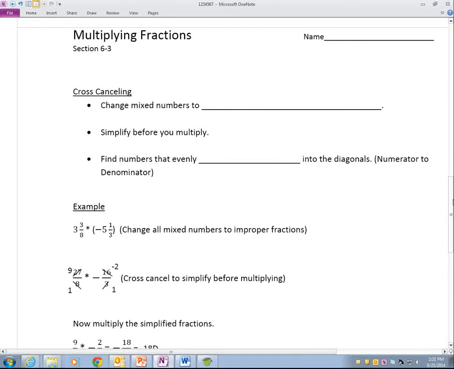Okay, here's the part where everybody was a little bit confused. So you are going to pay attention like this was your job. Because this is your job.